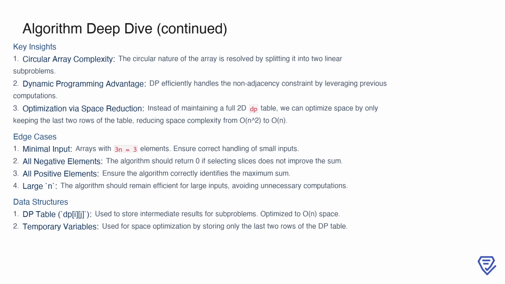Additionally, the algorithm accounts for edge cases, such as arrays with minimal input size, 3n equals 3, all negative elements, where the result should be 0, and all positive elements, where the algorithm should correctly identify the maximum sum. For large values of n, the algorithm remains efficient by avoiding unnecessary computations and focusing only on valid transitions in the DP table. The use of optimized data structures ensures scalability while maintaining correctness.